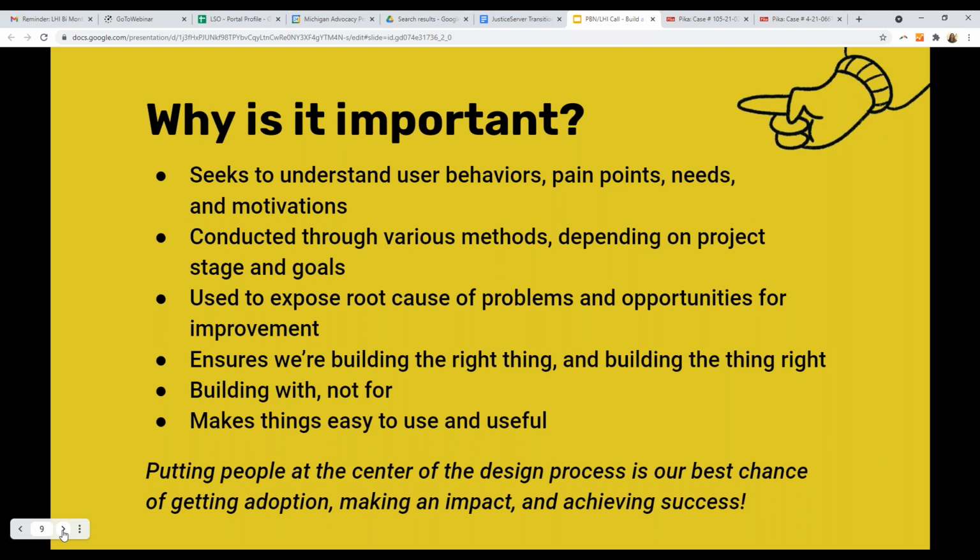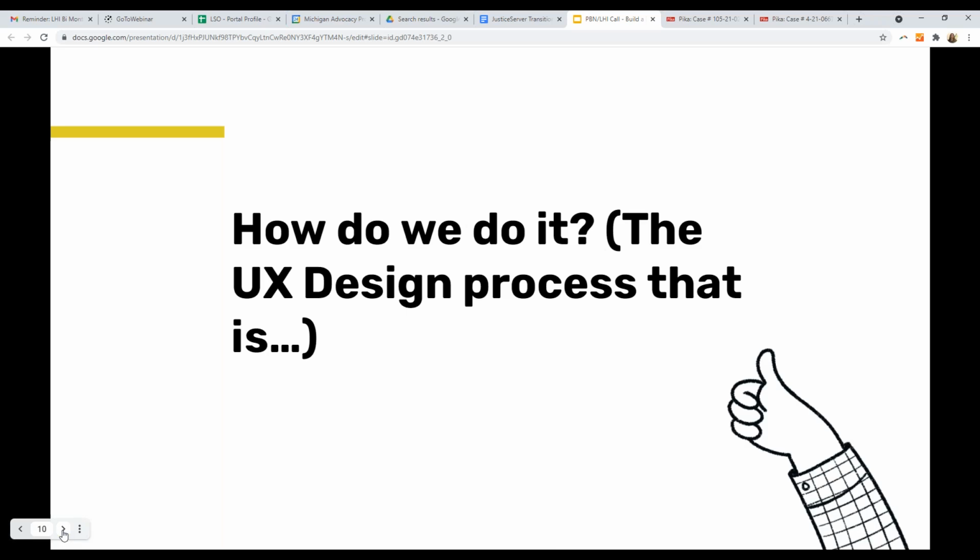And of course, I think why we're all here, that it makes things easy to use and useful, right? At the end of the day, is it something that users can easily navigate and actually accomplish that goal that they've set out to do? And I'll just read this here, but I think you can all see it. Putting people at the center of the design process is our best chance of getting adoption, making an impact, and achieving success.